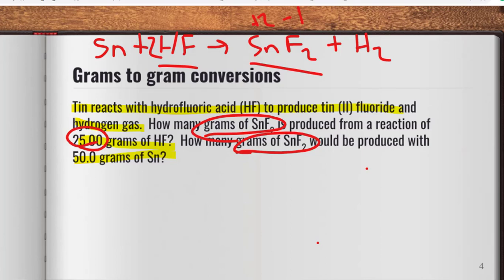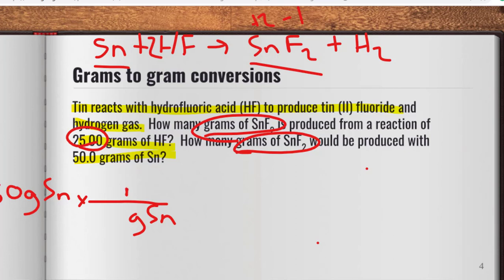So in this instance, we're going to start with 50 grams of Sn, and we're going to convert that to SnF2. So instead of using that as part of our mole ratio, we're going to start with it. So let's start with that. So we have 50 grams of tin. Grams goes on the bottom of the next step. We need to convert that to moles. We find the molar mass of tin on the periodic table. This is 118.7.